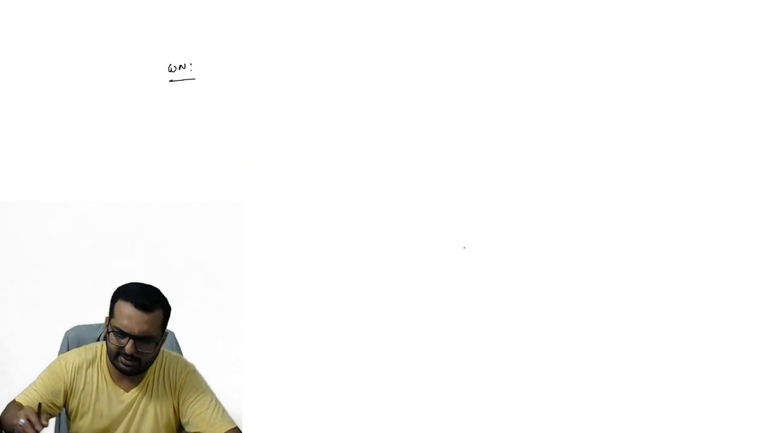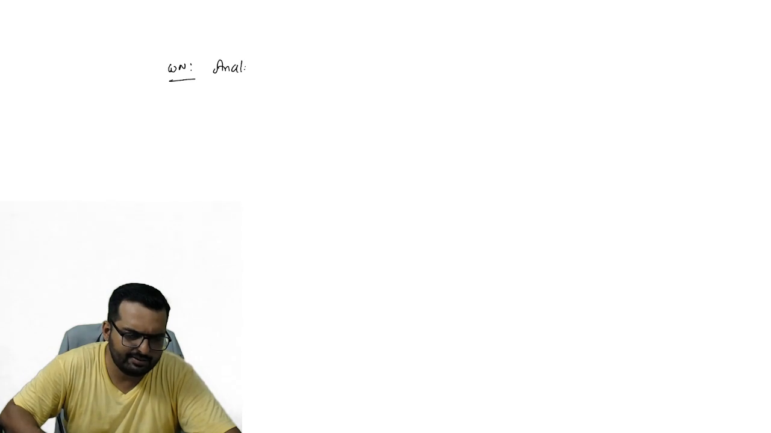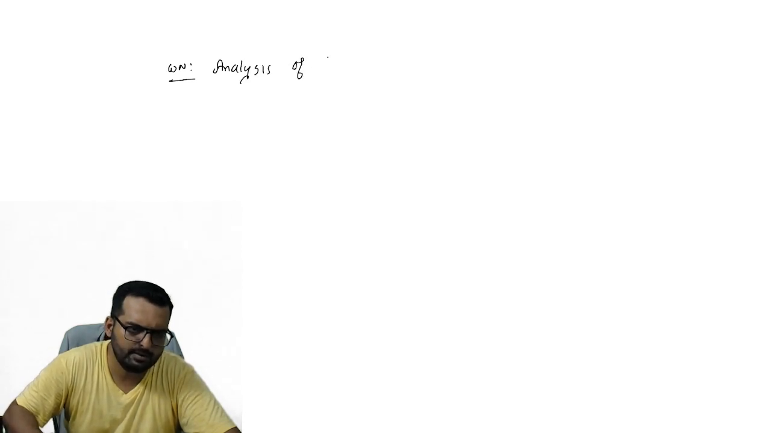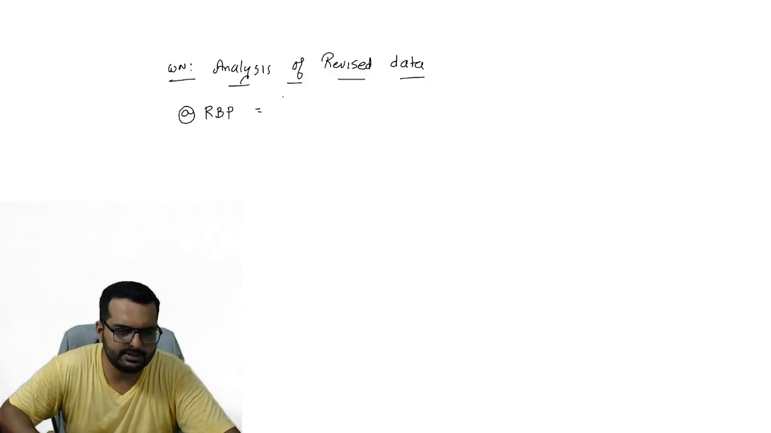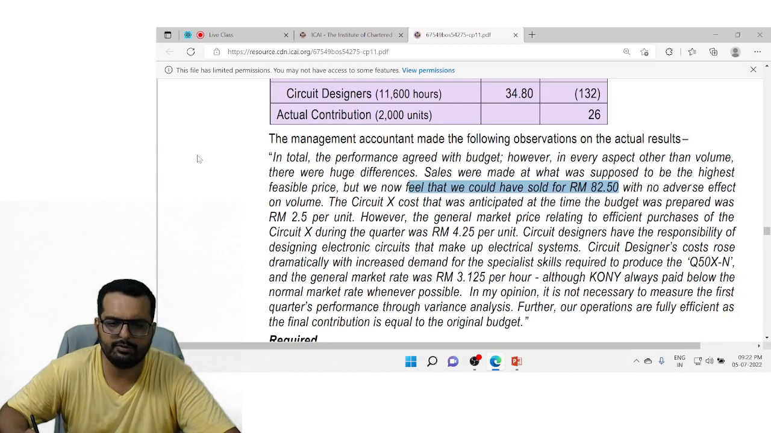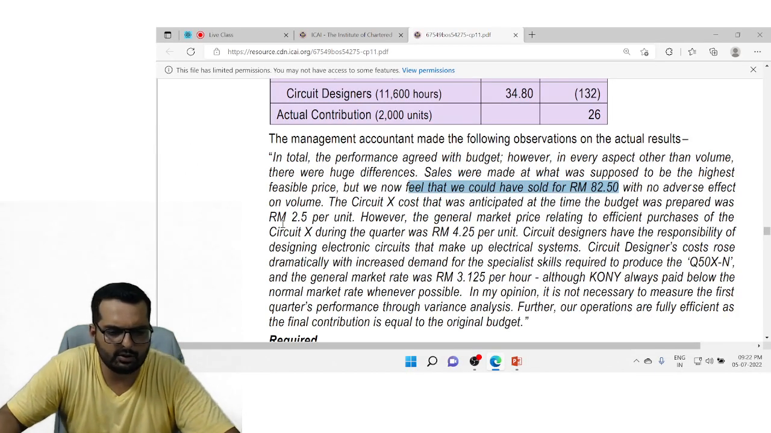So I'll write down the next working note. Analysis of revised data. In that you can write down RBP. Revised budgeted price is turning out to be 82.5 with no adverse effect on the volume.